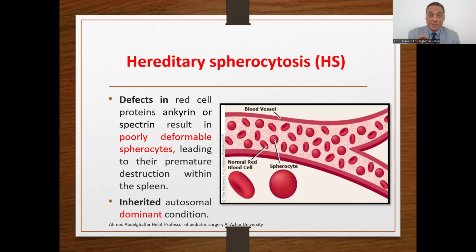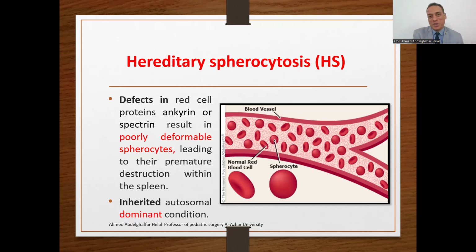Hereditary spherocytosis, we will speak rapidly about the idea. What's hereditary spherocytosis? It's a defect in the red cell protein. It's related to poorly deformable spherocyte RBCs instead of the normal biconcave shape. So here the RBC is a rigid sphere due to the defect, which is a common inherited dominant condition. So here these rigid spherocytes will be trapped in the spleen. They cannot pass through the slits in the splenic sinusoid.